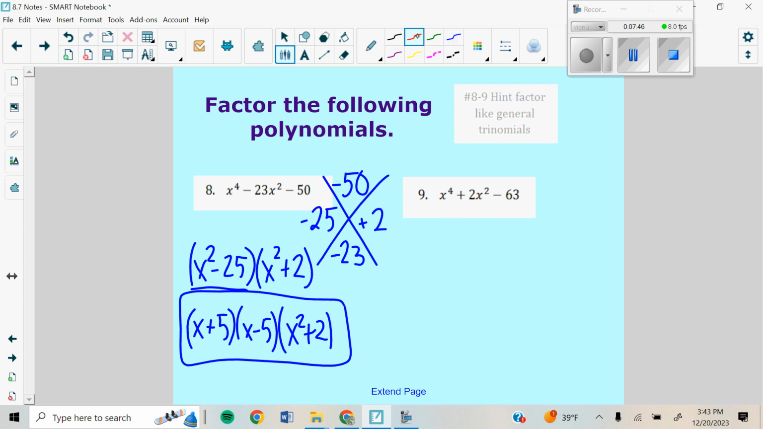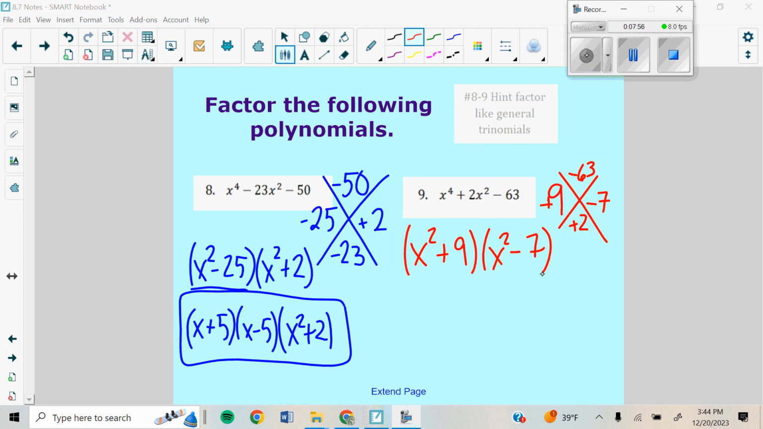I want you guys to pause and try this one on your own. I think you guys can do this one. All right, so if we look here, multiplies to negative 63 and adds to 2, that gives us our 9 and negative 7. And I split it, x squared plus 9, x squared minus 7. So the question I have now is, is this the answer, or can I keep going? And in this one, this is the answer.